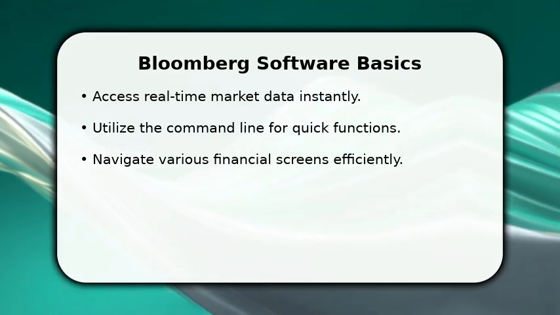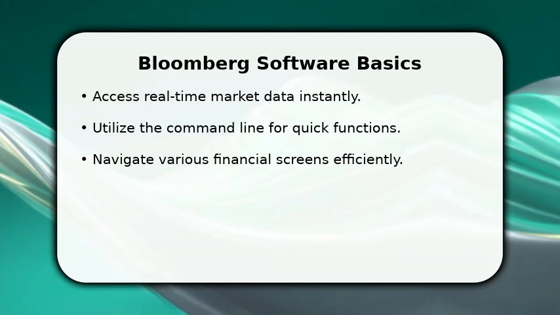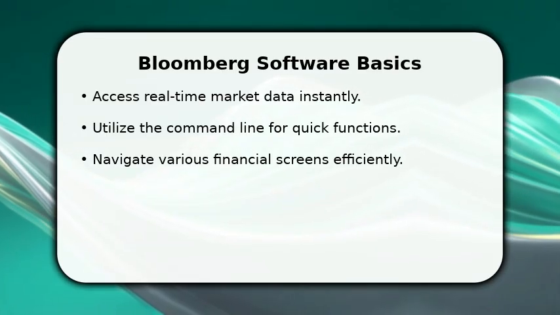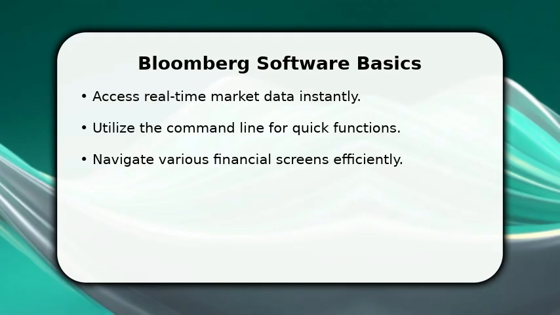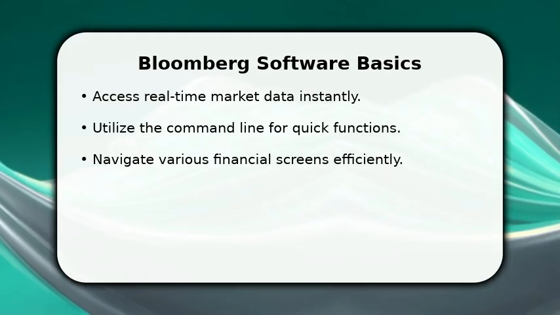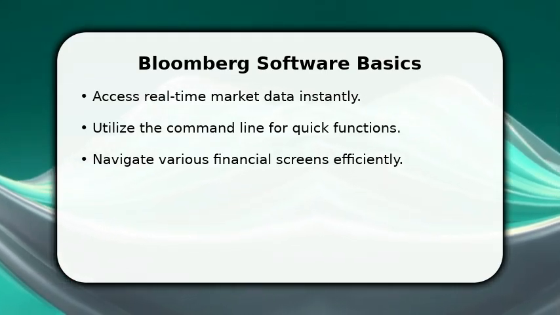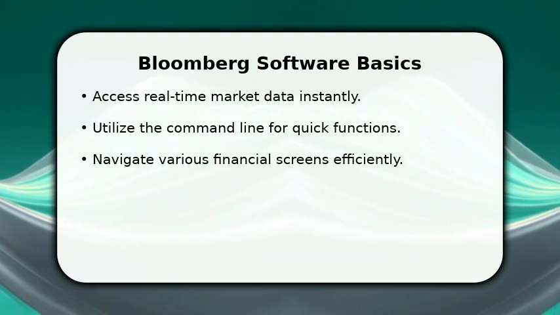For example, type Go after a ticker to view a company's overview. Explore the main menu by typing Menu to discover different categories like equities, fixed income, and commodities. This foundational understanding will help you begin your journey.